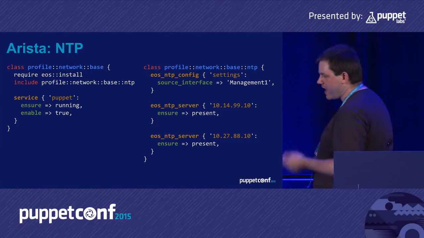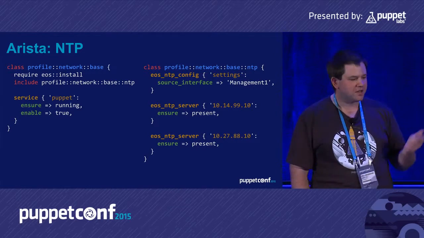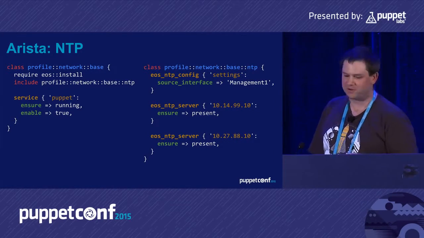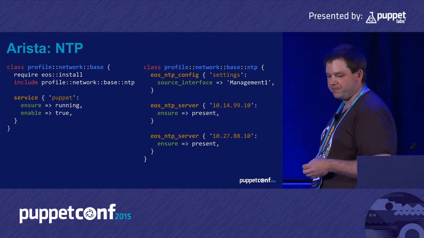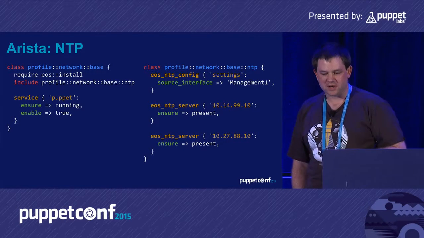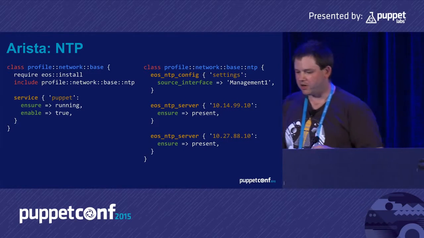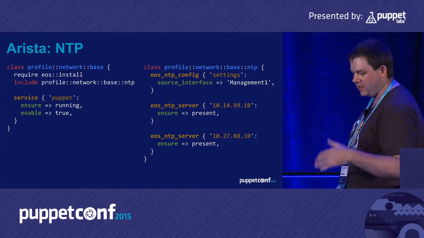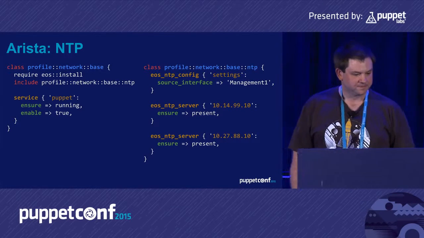So moving on to some actual code. NTP, if you're familiar with Puppet, this is the hello world of Puppet right here. Looking at the Arista code, basically we're pulling in our types that we're using, we're installing the module, we're ensuring that the module is installed and that Puppet's running, and here is our NTP config.